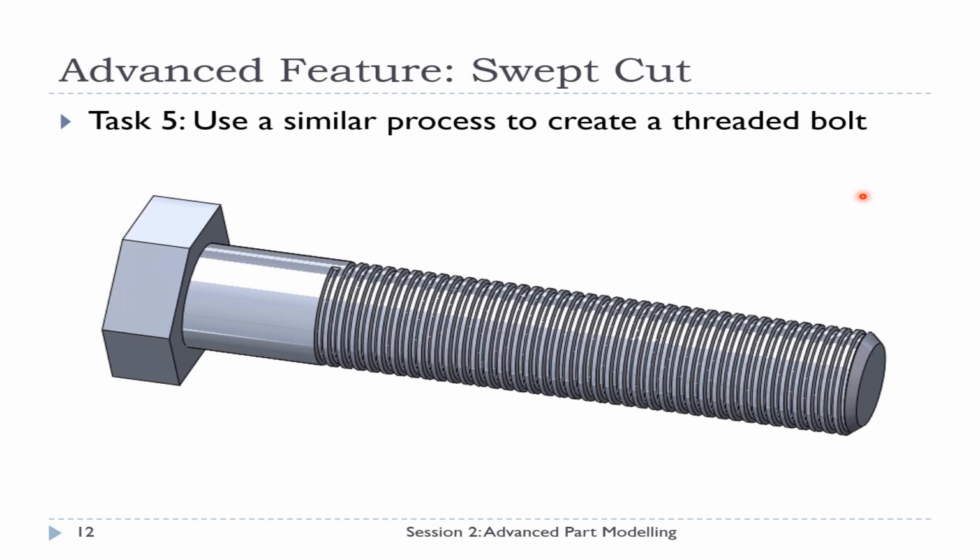You can also use helix feature to create a machine thread on a bolt model. To do that, similar to the spring, you would need to create a helix, but at this time you would have a different profile, which is your thread form, and instead of using swept boss base feature, you need to use swept cut. So you start with a stock material in the model and then cut and remove material using swept cut.